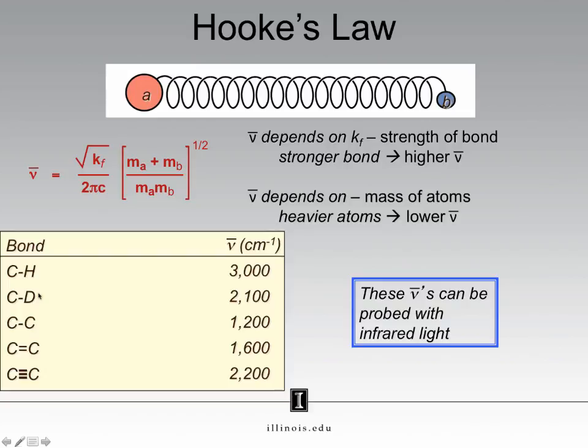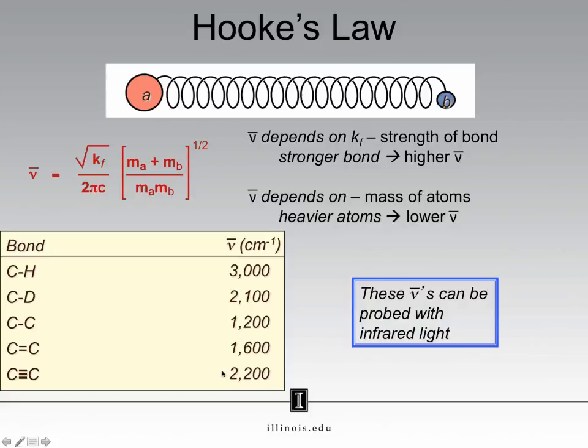How does the wave number of light that these bonds absorb compare to each other? As we can see, the carbon-deuterium bond absorbs at a lower wave number than the carbon-hydrogen bond. That matches what we saw for the equation here. We know that heavier atoms result in a lower wave number. Now let's compare these last three: carbon-carbon single bond, carbon-carbon double bond, and carbon-carbon triple bond. We see that these bonds also do not have the same wave number absorption value.